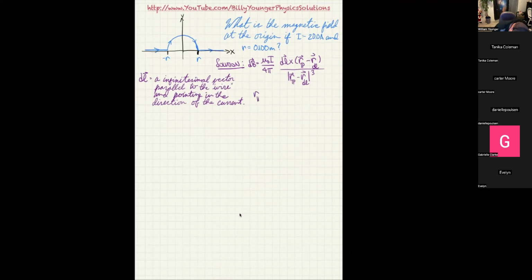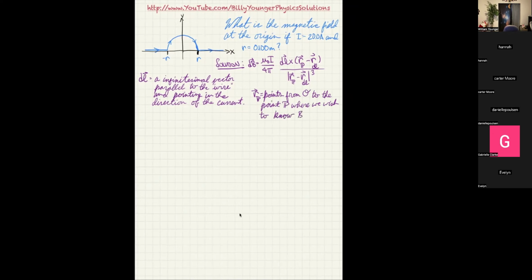I'll say RP points from, everybody hopefully knows that symbol, that's O for the origin, from the origin to the point P where we wish to know B. In other words, the point where we're asked to calculate the magnetic field, that is P. And in this case, the origin is P. So the vector from the origin to P in this case is the zero vector.